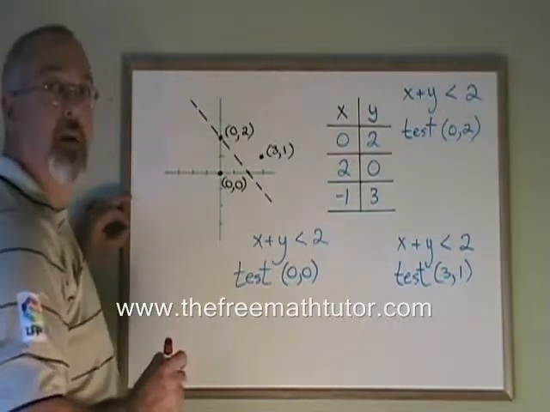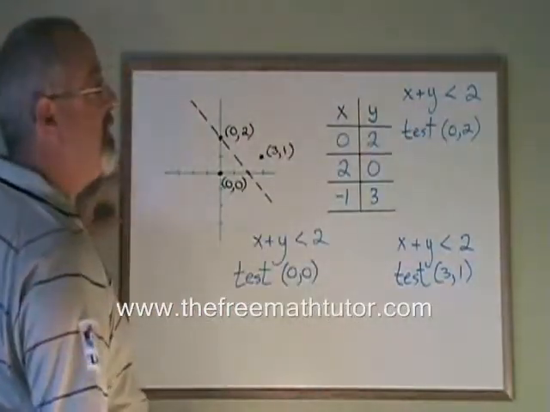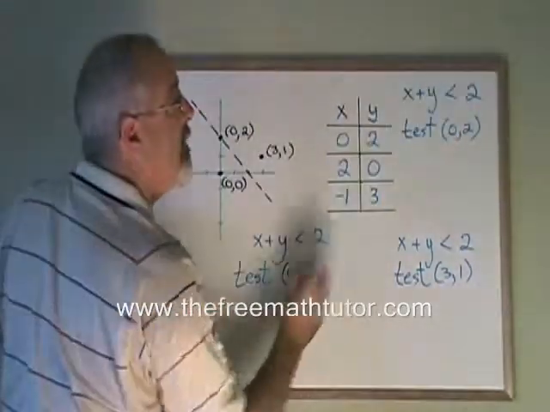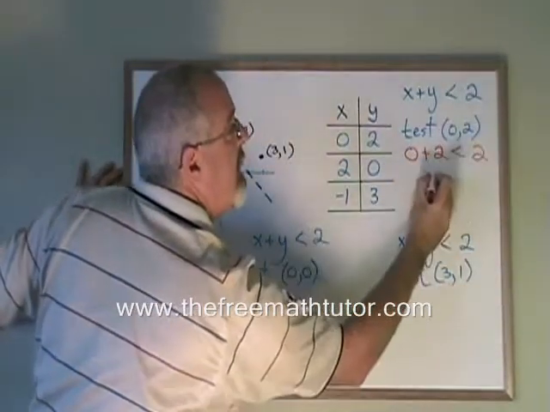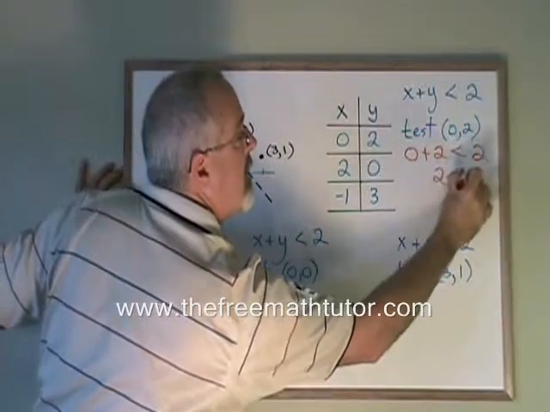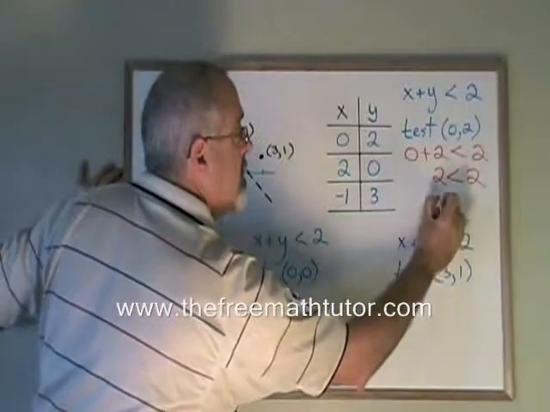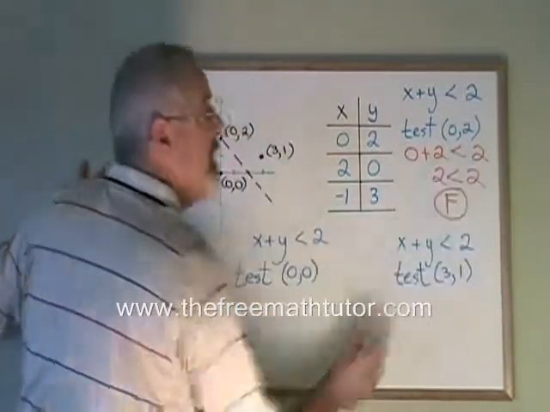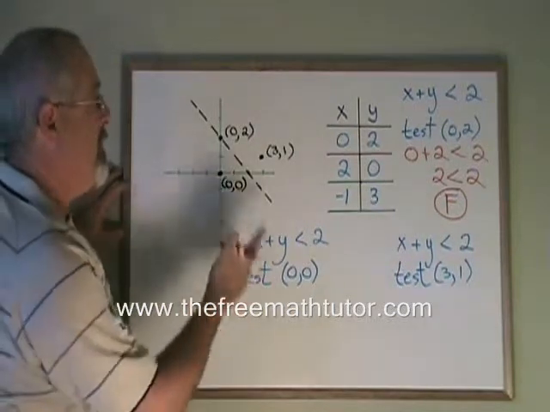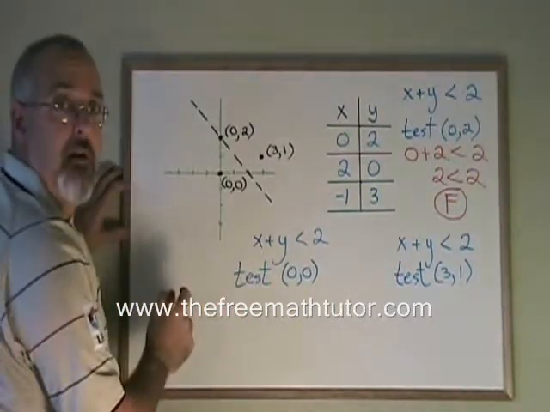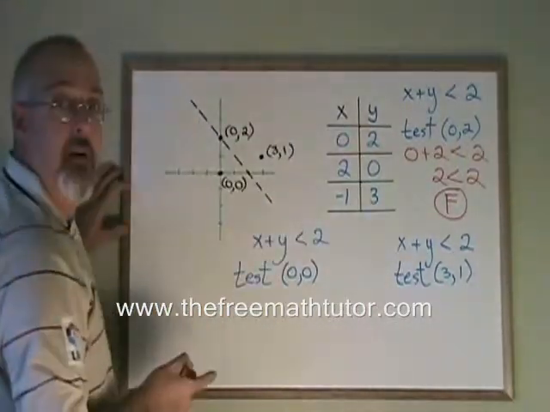First, using the point I'm not supposed to use as a test point, 0, 2, I plug x equals 0, y equals 2 into this inequality, and I get 0 plus 2 less than 2. This simplifies to 2 less than 2. 2 is not less than 2, so that is false. Normally a false is a perfectly good result to tell me which side to shade, but the problem is, now which side do I shade? I don't know which side to shade because I picked a point that's on the line.